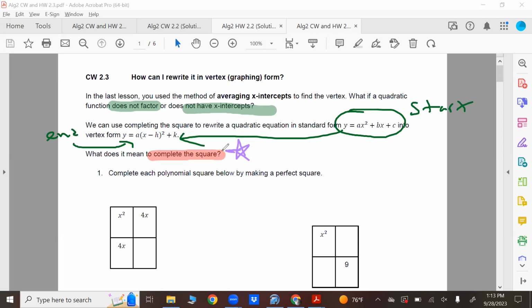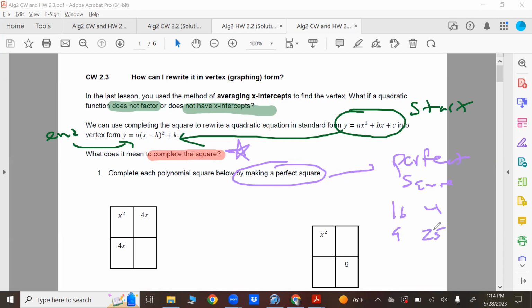Before we talk about the exact process of completing the square, it helps to actually know how to make a perfect square. So what are perfect squares, by the way? Just give me a number. That's a perfect square. Great. What else? 4. 25 and so forth, right?